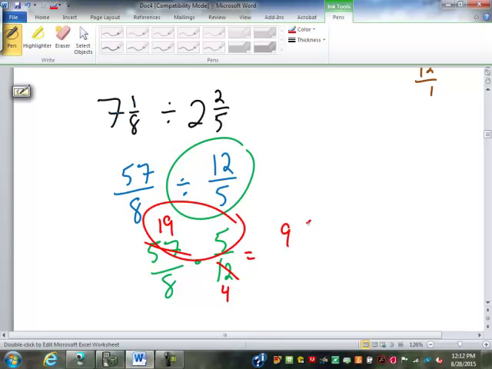19 times 5 is 95. 8 times 4 is 32. If you divided that out, you would get 2 and 31/32.